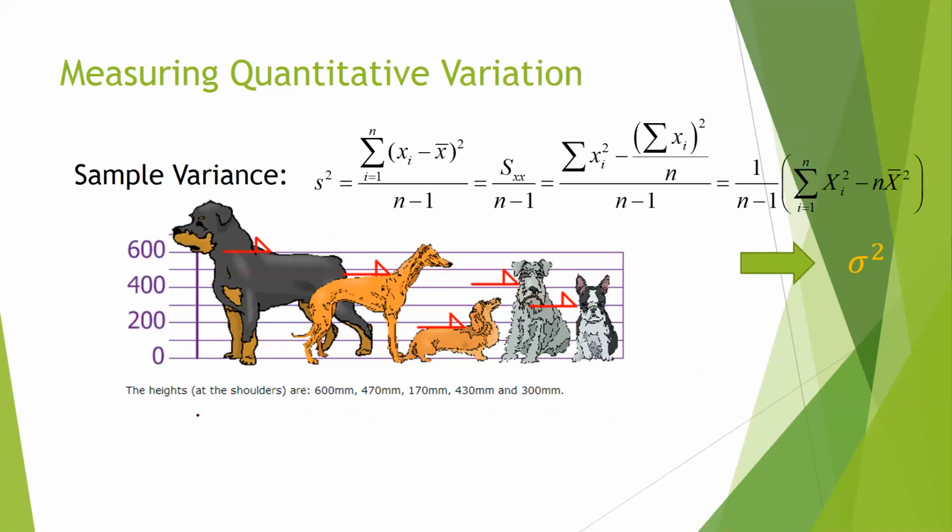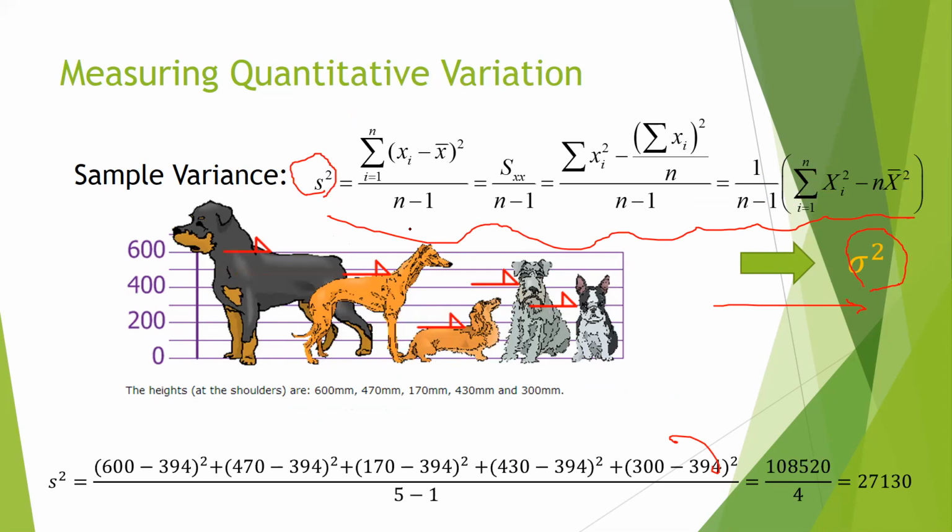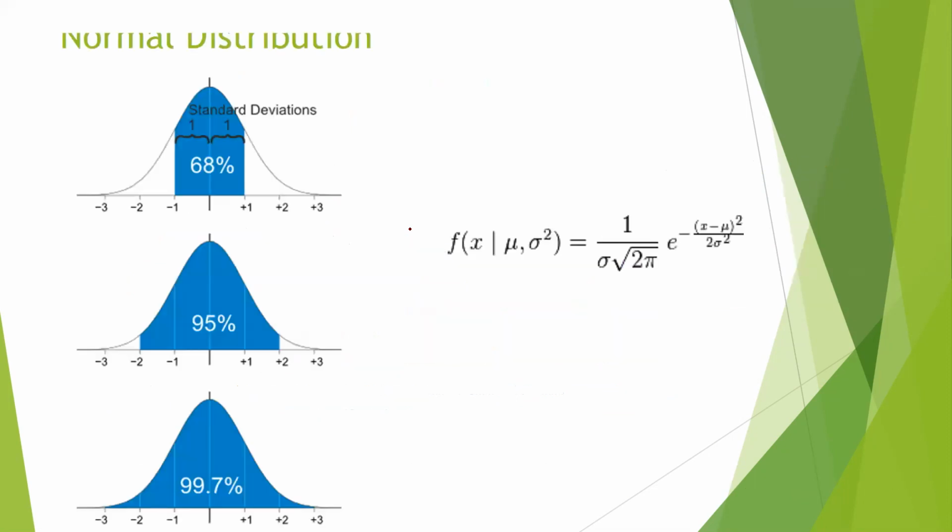Also, we can use this formula to calculate the sample variance. The sample variance can be used to estimate the population variance, which is the parameter. So the sample variance is actually called a statistic. Okay. All right, normal distribution. Don't worry about these horrible equations. I will not test you on this. This is only for information.